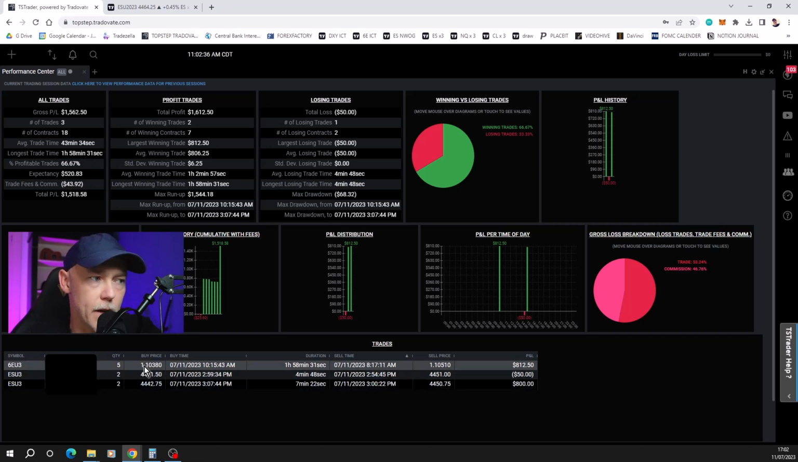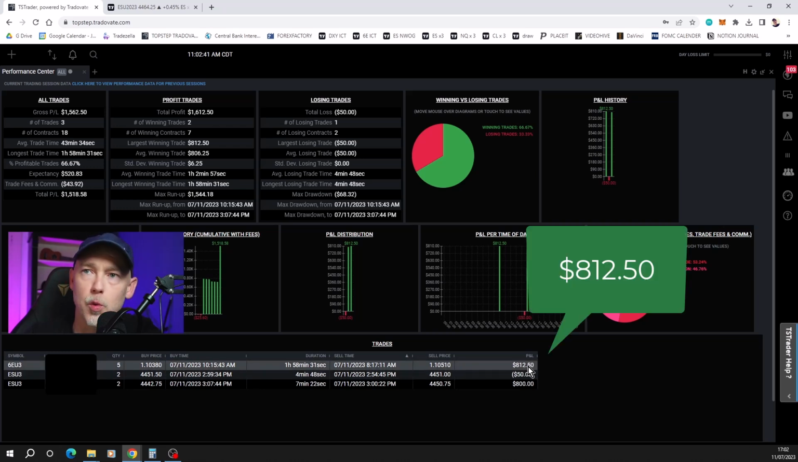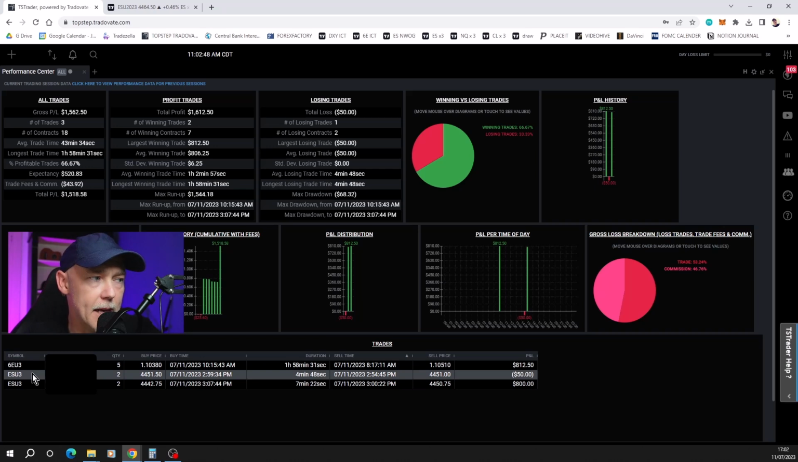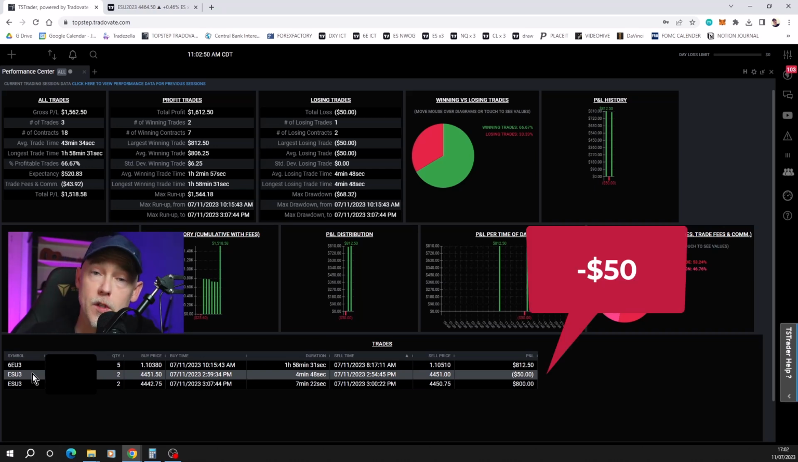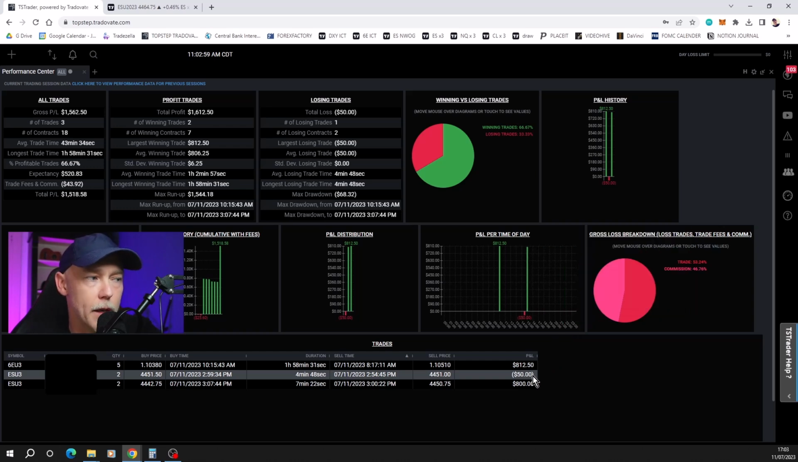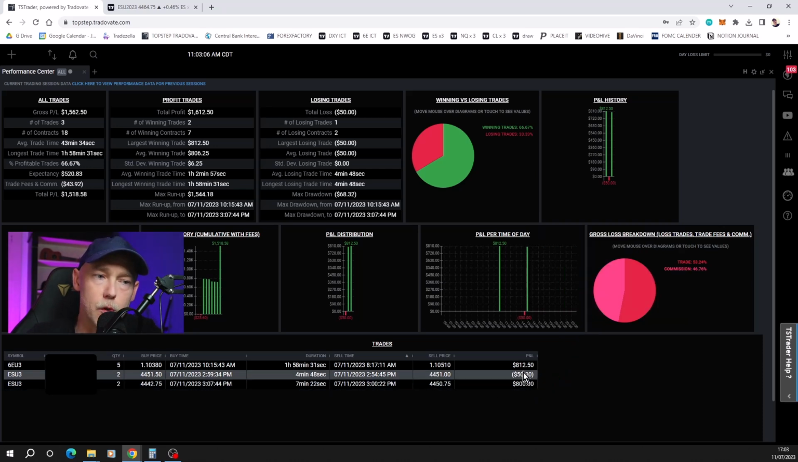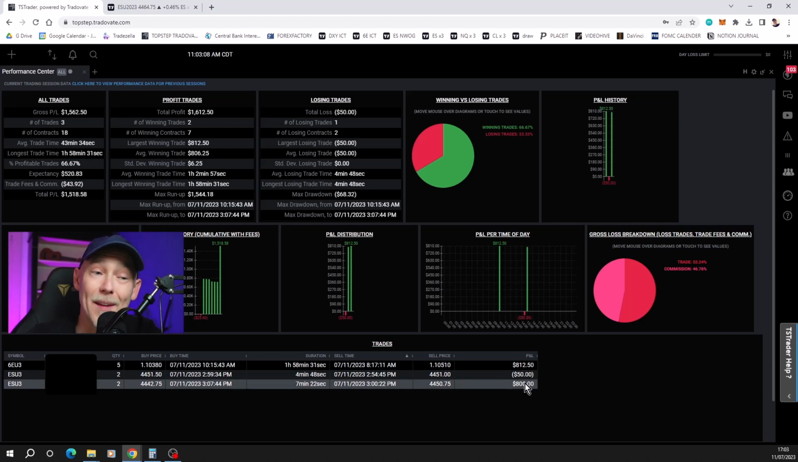So the first one there, if you look across to the very right hand side, was a profitable trade, $812.50. That was a 6E futures, so that was a Eurodollar futures trade I took. And then the next one I took after that was the first of my ES trades. So you can see over here, I did lose $50 on the trade. So it was practically break even, just a $50 loss in that one. But then the next trade I took, I made $800 on that ES trade. So we're going to talk about these two trades, the one that lost $50 and the one that made $800.